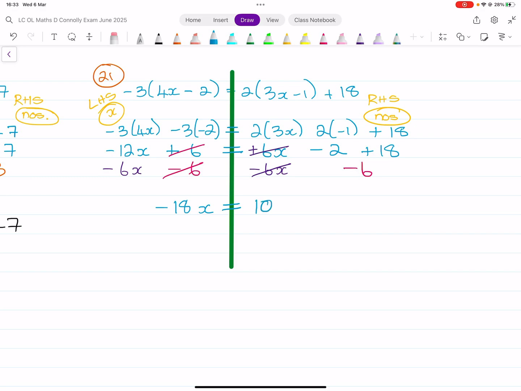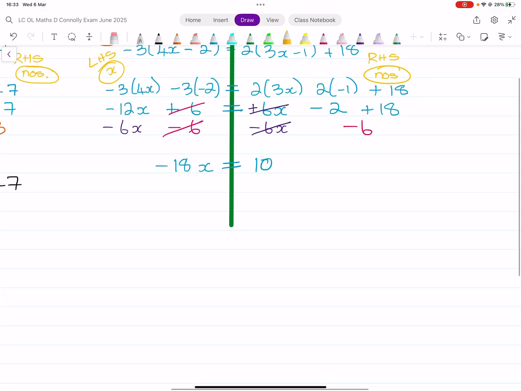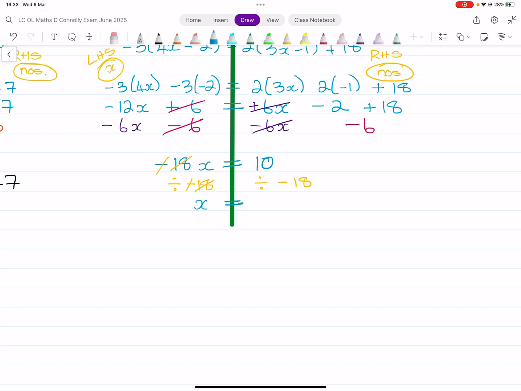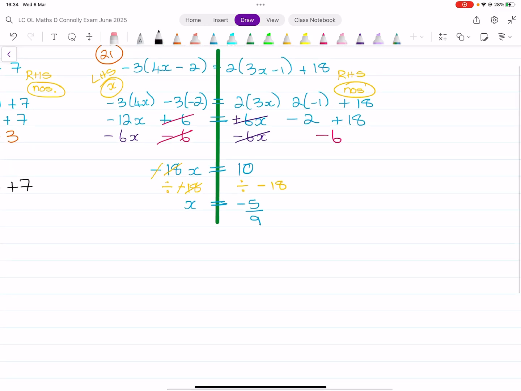And you can do that on your calculator if you're not sure. Now here, we don't have an invisible 1. So we have to get rid of the minus and the 18. We do that by dividing by minus 18. That will cancel the minus and cancel the 18. And if you divide by minus 18 on that side, you have to divide by minus 18 on this side. So x is the only thing remaining, and 10 divided by minus 18, according to my calculator, is minus 5 over 9. And again, we can verify.